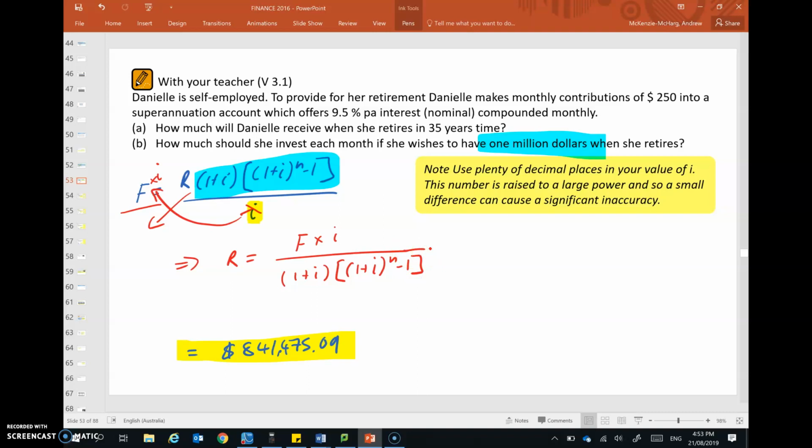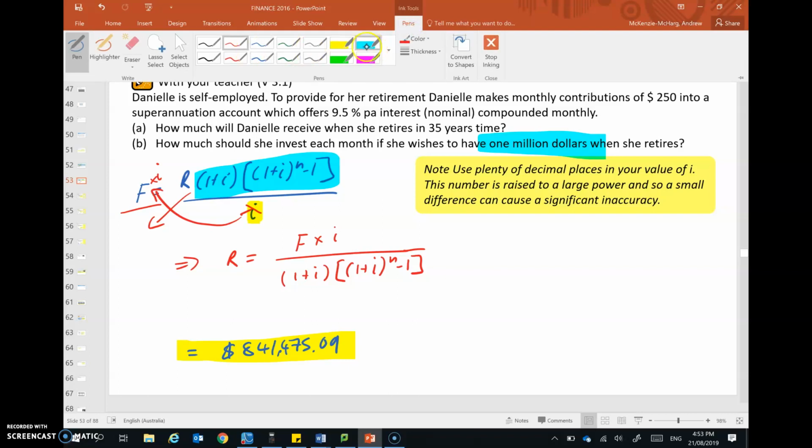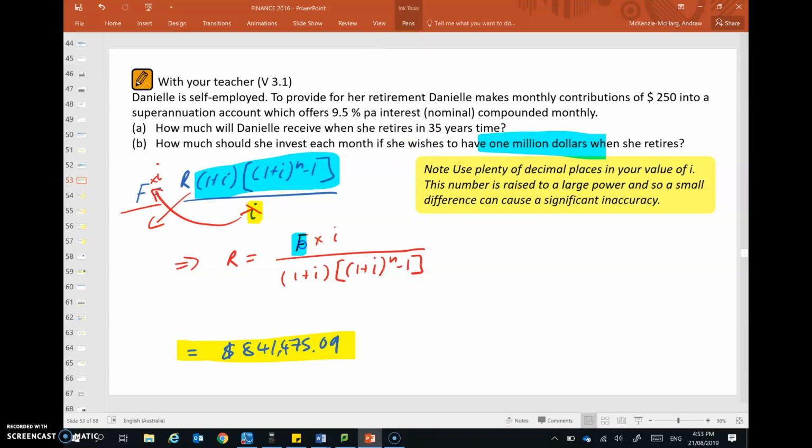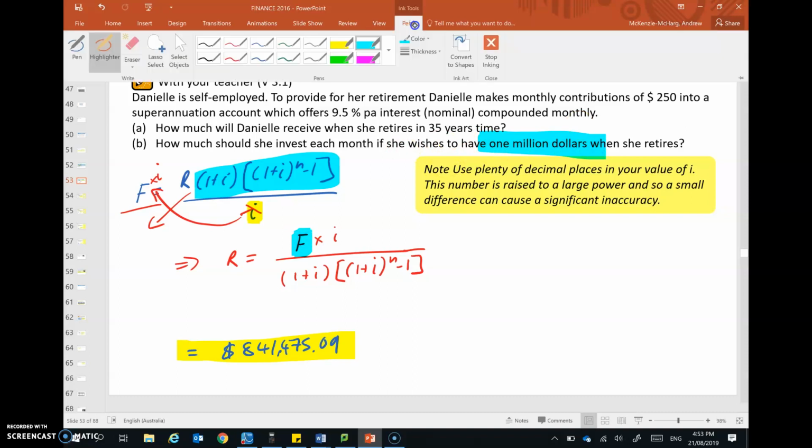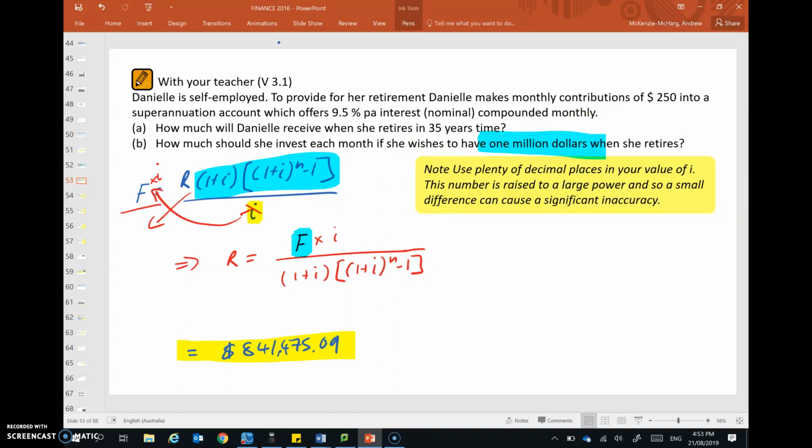Okay, so maybe you want to pause the video and try this on your own now, and then I'll have a go at it. Righto, so that final amount, the $1 million, is going to go there, right? So R equals 1 million times our interest rate's the same as before, 0.095 over 12. Everything just goes in the same as usual.